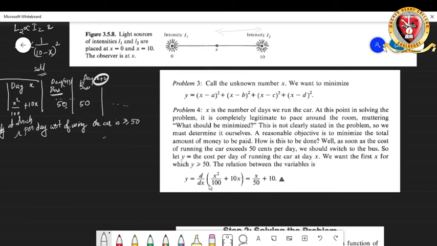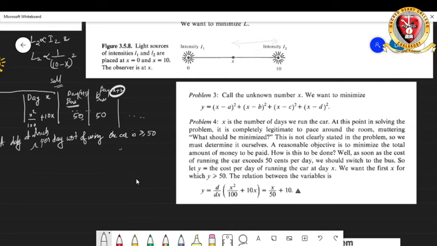That is d by dx of what is given, the total, that is x square by 100 plus 10x. Okay, so you can calculate the d by dx. You get 2x divided by 100 plus 10, so you have x by 50 plus 10. And also we know that y is greater than or equal to 50. Okay, that is what we identified from problem 4. So we applied the step 1 procedure of 4 points to the 4 problems which we were given.